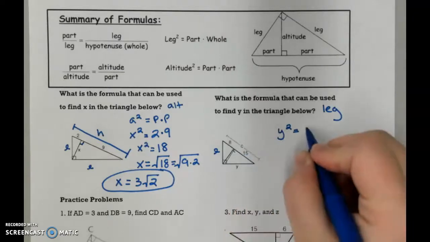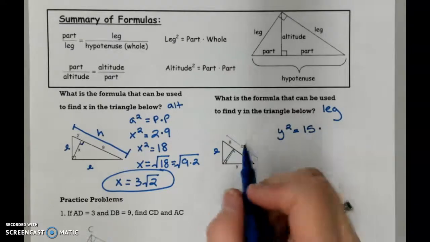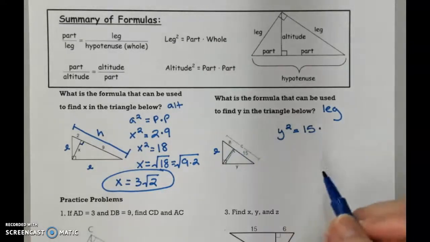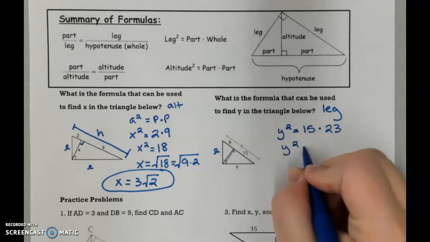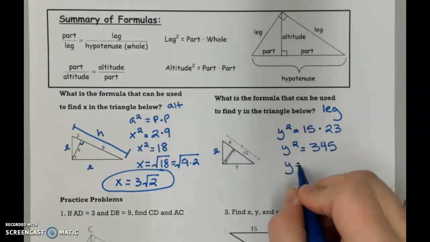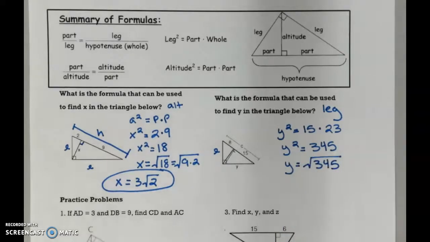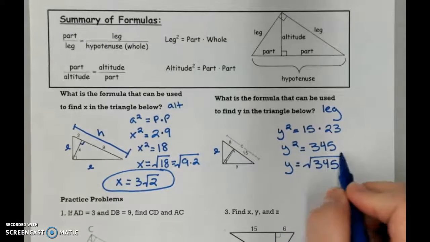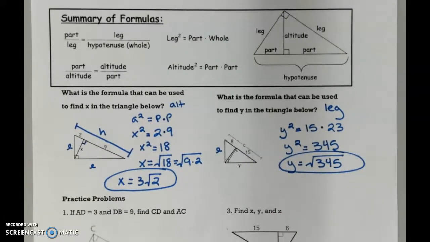So the part I'm going to use is 15. And then my hypotenuse I have to calculate. I have to calculate 8 plus 15, which is 23. So y squared is equal to 15 times 23, which is 345. And so y is equivalent to the square root of 345. And that one, even though it's really big, does not simplify. And that is going to wrap it up for part 1 of our 9.3 notes.